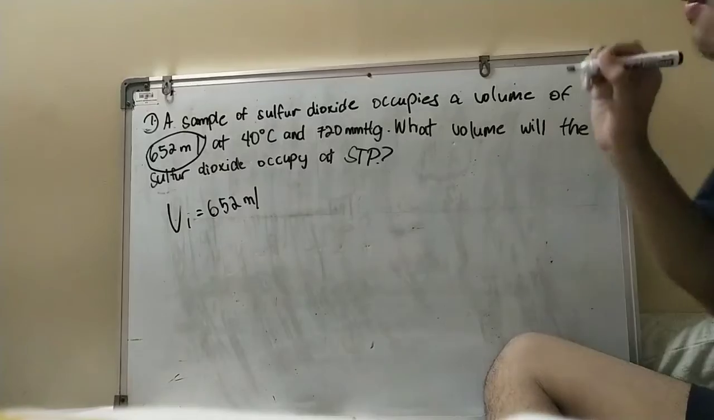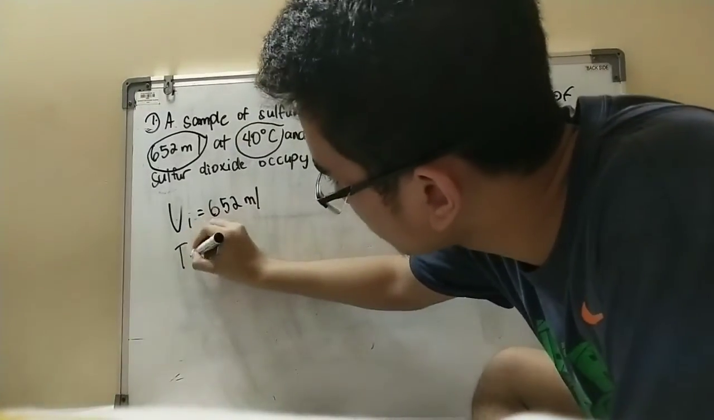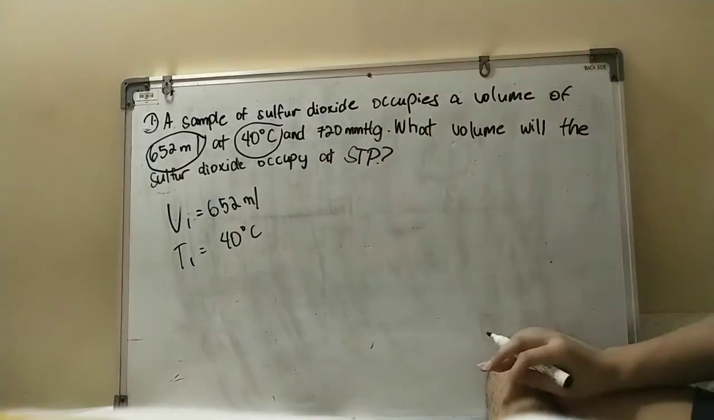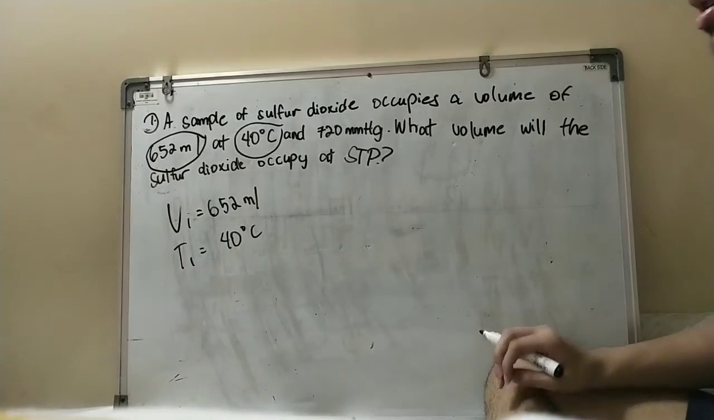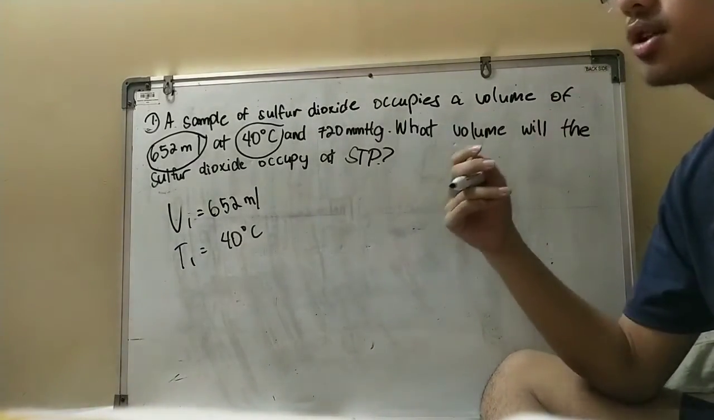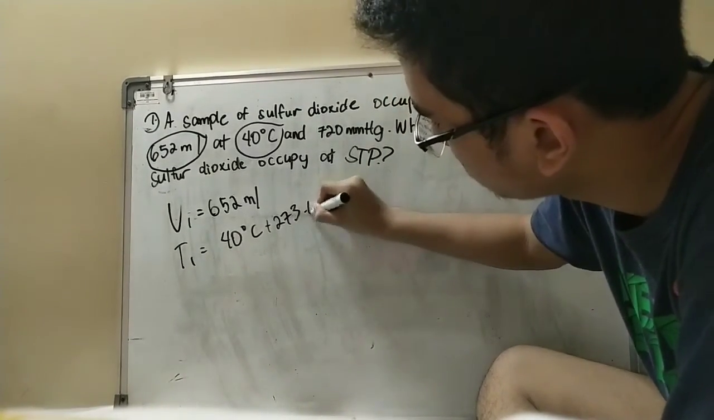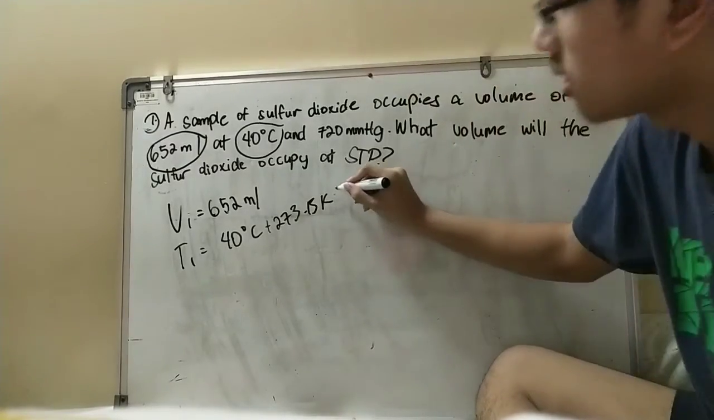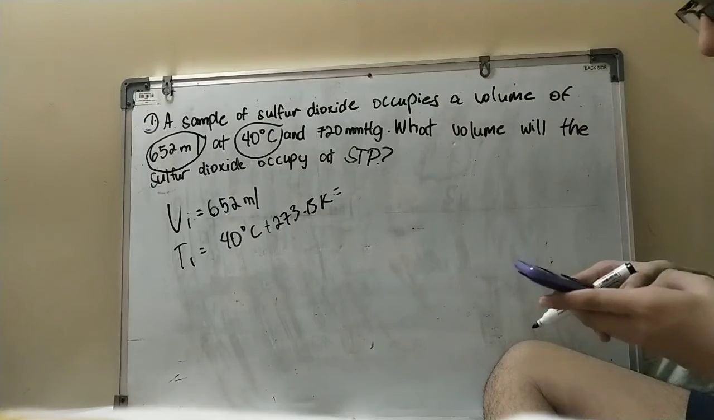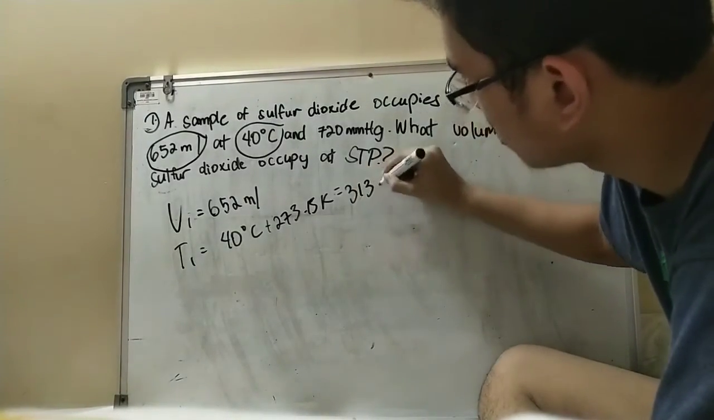Now, our next value, 40 degrees Celsius, is our initial temperature. Remember what I told you earlier about the standard units of temperature? Well, in this case, we need to use Kelvin. And to convert it to Kelvin, we need to add 273.15. So, get your calculator and calculate with me. So, the answer is 313.15.